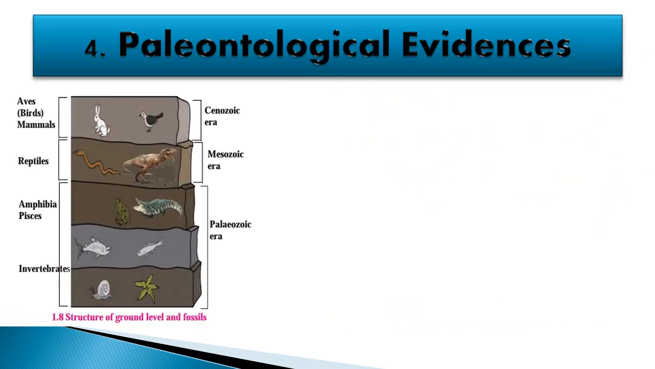Okay, now here the structure of the ground level and the fossils are shown. It seems that vertebrates have slowly originated from invertebrates. So here you can observe the first era is the Paleozoic era, and in the Paleozoic era we have all the invertebrates.